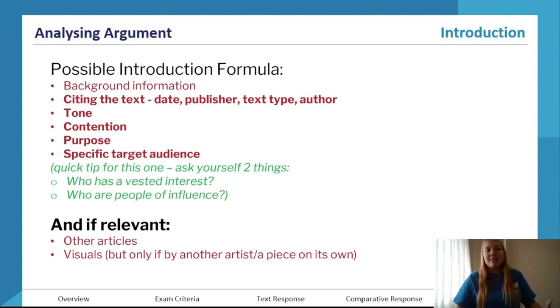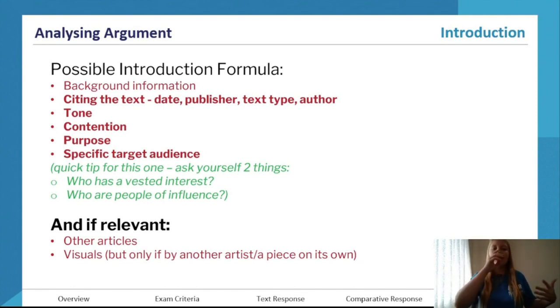Now, that introduction formula, here are all the things I mentioned we need to have, and we can follow it in this order. So we can go background information, so introducing the context about the issue, citing the text, date, publisher, text type, author, stating the tone and the contention in one sentence. We can add our purpose in here as well if it fits, and the target audience.